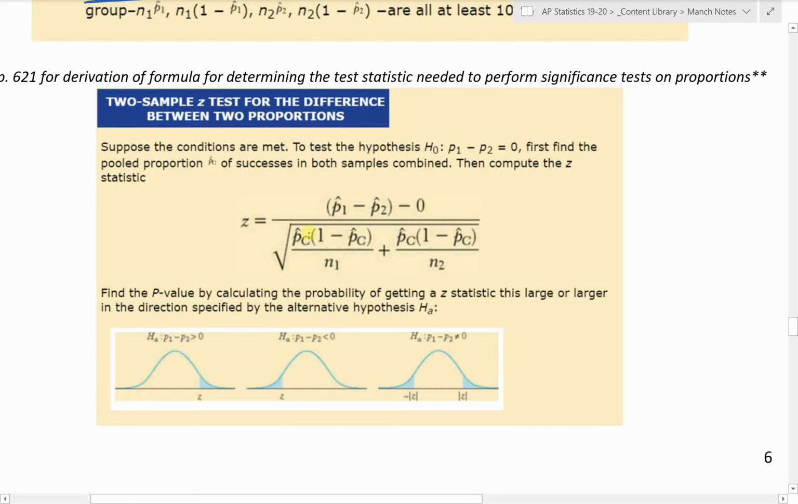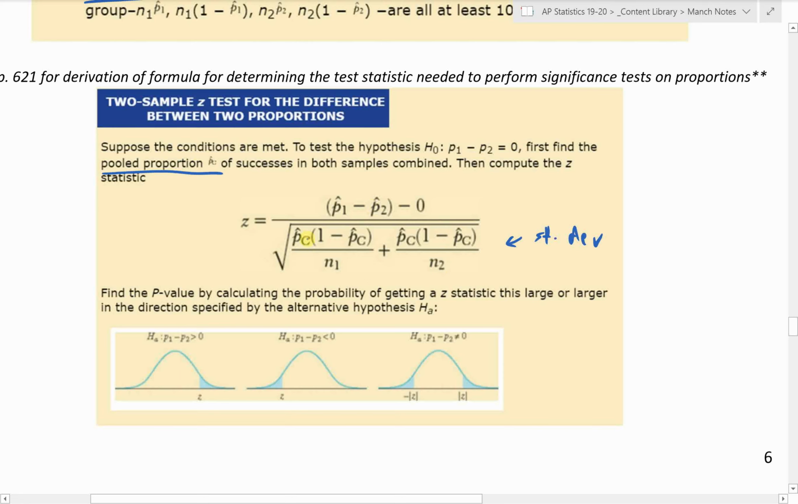So when we go to do the standard deviation, right? This is the standard deviation of the statistic. When we go to compute that, we're actually going to pool all the samples together. And that's what this C means. P sub C is if we pool the proportion of successes, and then multiply it by its complement divided by the sample size from the first population. And then the second term is the pooled proportion of successes times the pooled proportion of failures divided by the sample size from the second population.